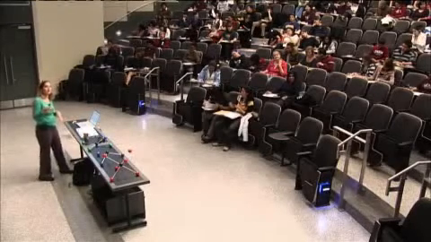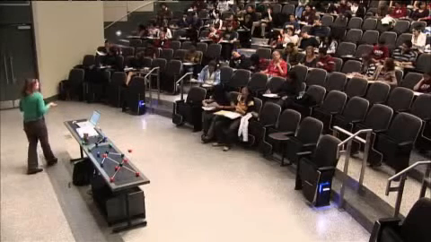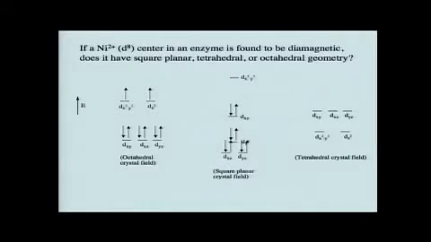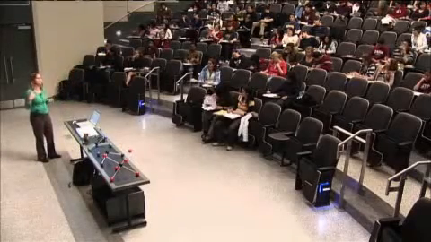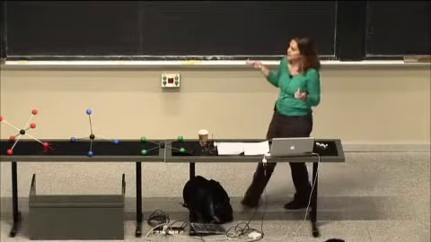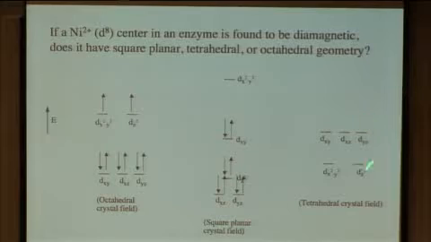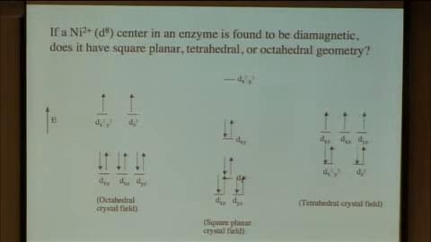Well, what about tetrahedral? How are we going to fill these up? Do we want to pair first, or do we want to put them in singly to the full extent possible? Singly, right? It's going to be a weak field. There's not a big splitting here between these. So we'll put them in: 1, 2, 3, 4, 5, 6, 7, 8. All right, so now we can consider which of these will be paramagnetic and which will be diamagnetic. What's octahedral?